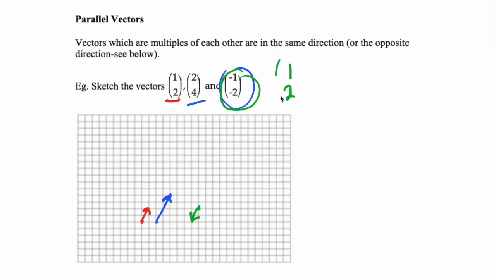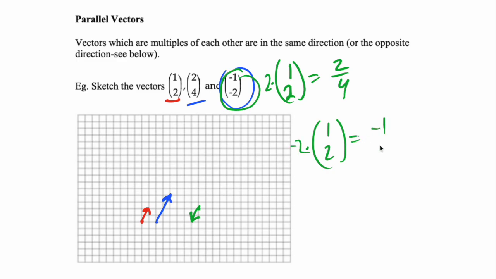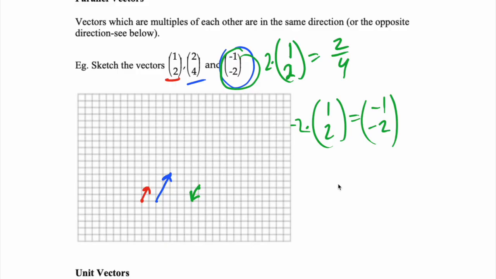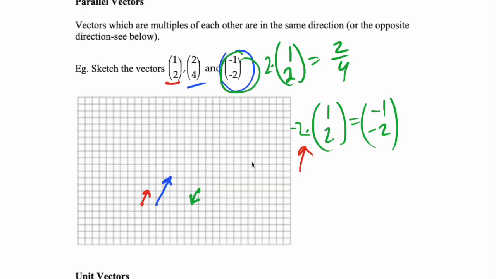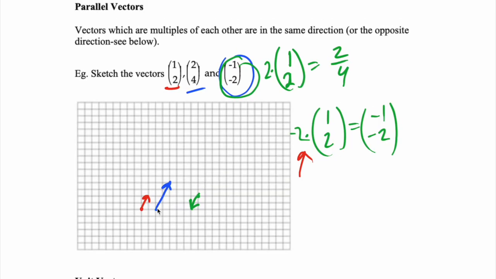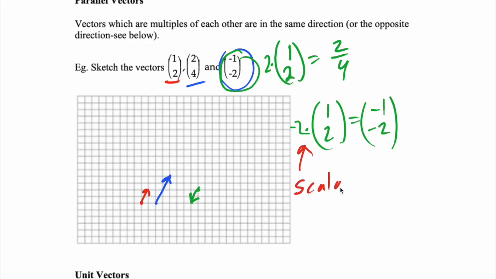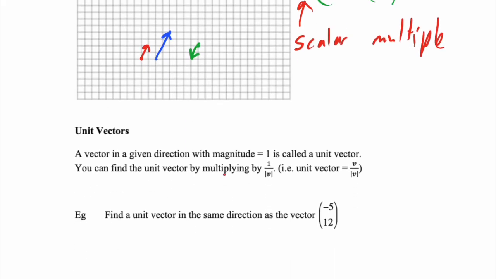Okay, and we call them all scalar multiples of each other, right? So like 1, 2 times 2 equals 2, 4. And then 1, 2 times -2 equals -1, -2. So whenever you have a scalar multiple, they are parallel. We call it scalar multiple because we're just multiplying by a constant number. It's called a scalar in vectors because it kind of scales a vector, right? If you multiply this vector by 2, you double it. So that's why it's called a scalar multiple. So anytime you have parallel vectors, they're scalar multiples of each other.